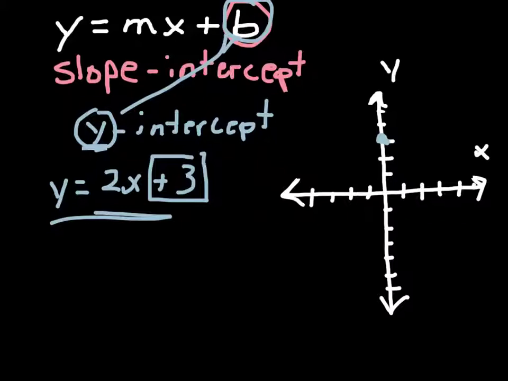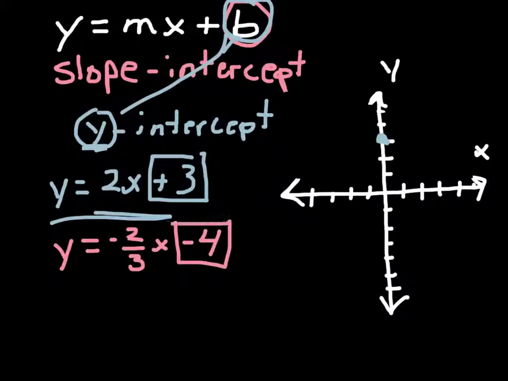Now another example is if I had y equals a negative, say, 2/3 x minus 4. What's the y-intercept in this equation? Well, it's a minus 4. It's a negative 4. So if I were to graph this equation, it will pass through the y-axis at a negative 4. So 1, 2, 3, 4. It would pass through the y-axis right there. And that's what we mean by y-intercept.